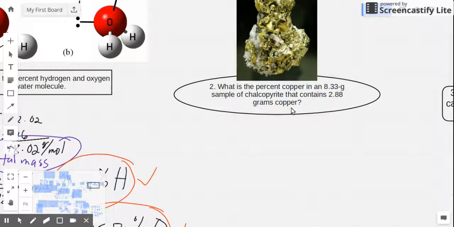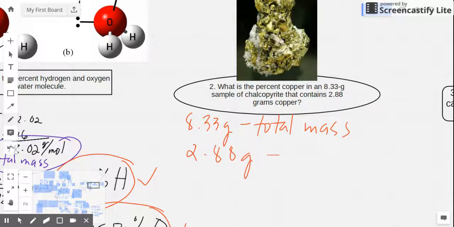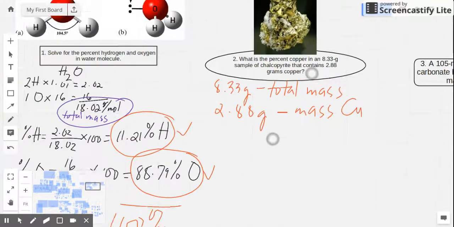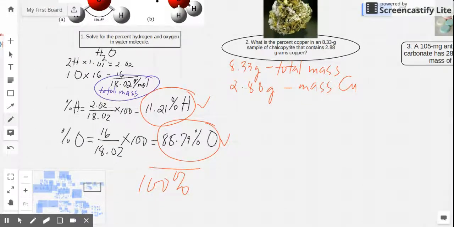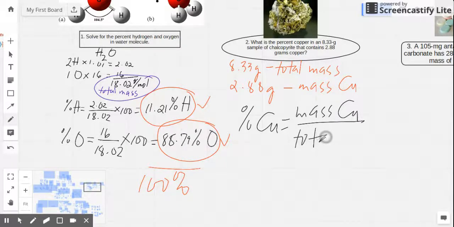This time, you're not given the chemical formula, but right away you're given the sample. So we can safely assume that your 8.33 grams of sample is already your total mass of your substance, and your 2.88 grams of copper is already your mass of your component copper in the compound. So plainly, if you want to get the percentage of copper in this case, all you need to do is: percent copper is equal to the mass of copper divided by the total mass of the sample times 100.